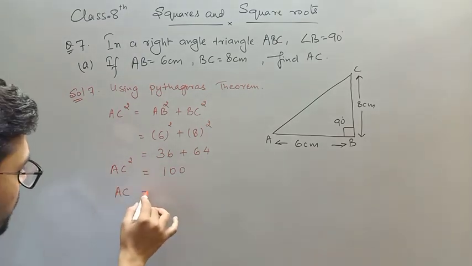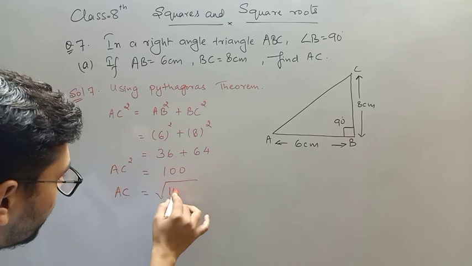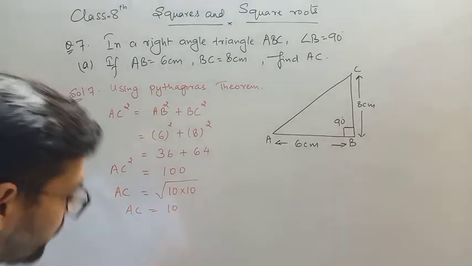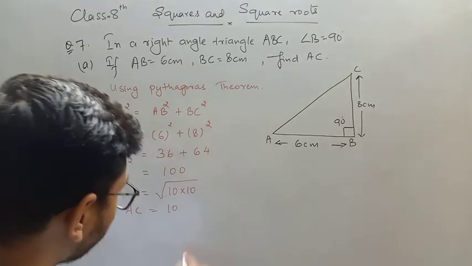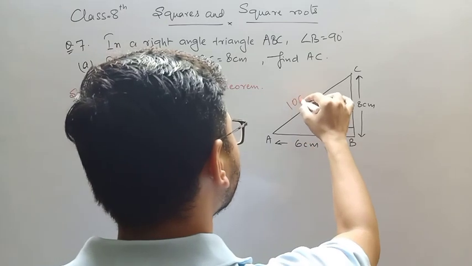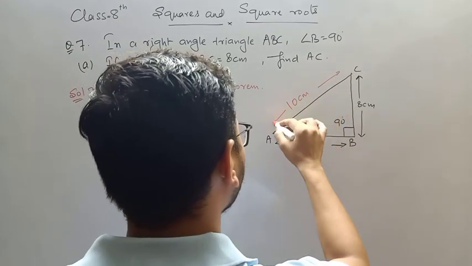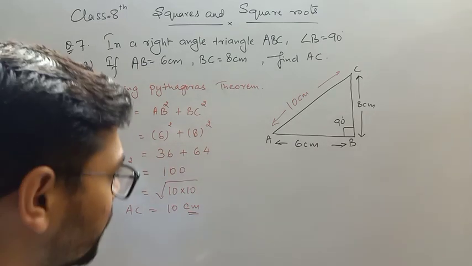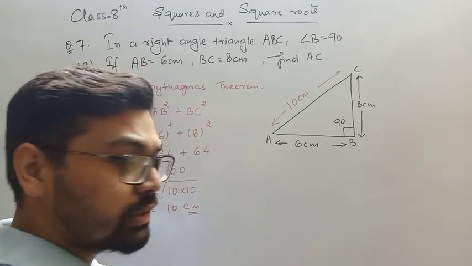So you can write AC, 100 can be written as 10 into 10. That means AC is equal to 10. What is the unit? Centimeters. So 10 centimeters. That means the value of AC is 10 centimeters. You can use one more method that I have explained earlier.